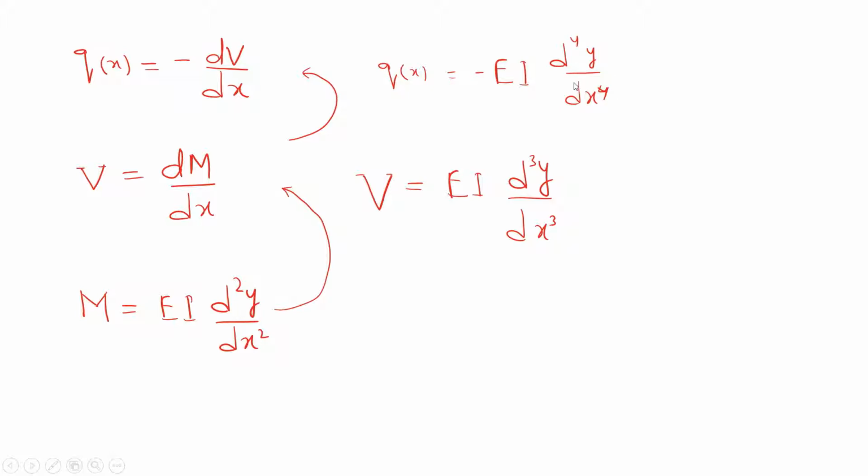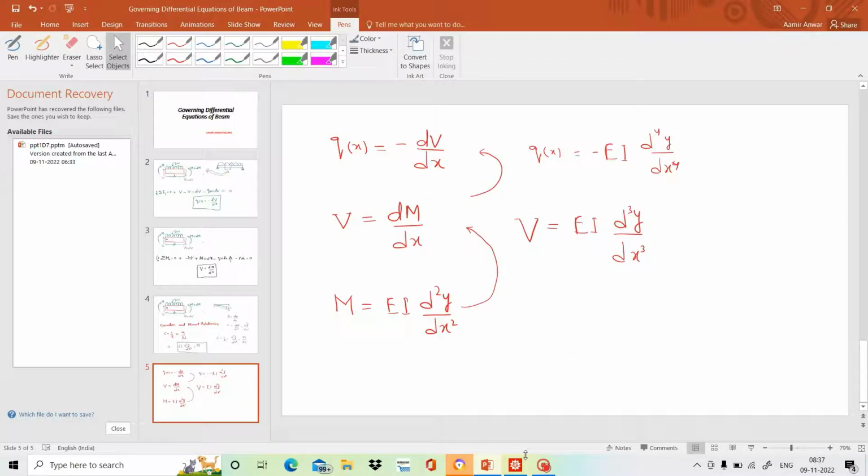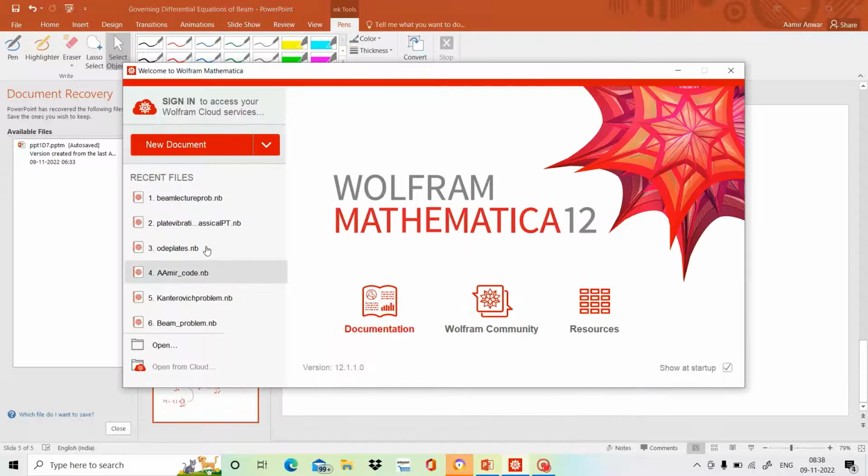Now we will go to the Mathematica software and see how we can get the shear force and bending moment diagrams from there. So we will start.